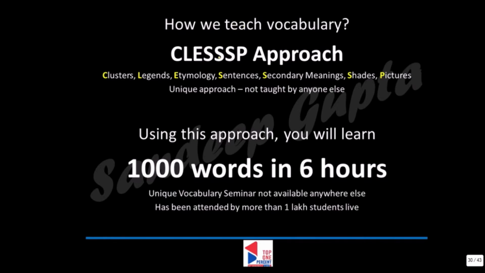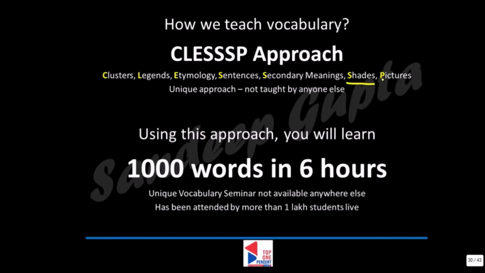There is an approach that I have developed over the last 20 plus years, and that is called the approach CLESP. It has 7 things in it. Clusters means groups of words, means you have to learn words in groups. Synonyms. Legends means there are stories behind words that can help you remember. Etymology means using roots. Sentences are obviously important to make sentences only because the questions are all in sentences, so it's definitely important. As we just saw, secondary meanings are very important.